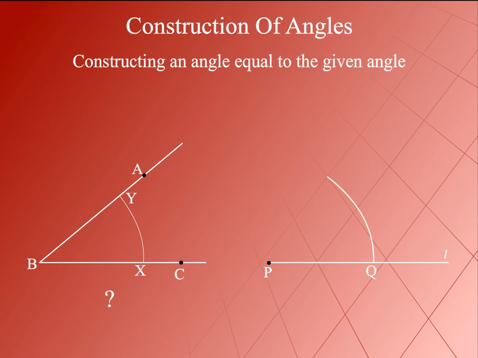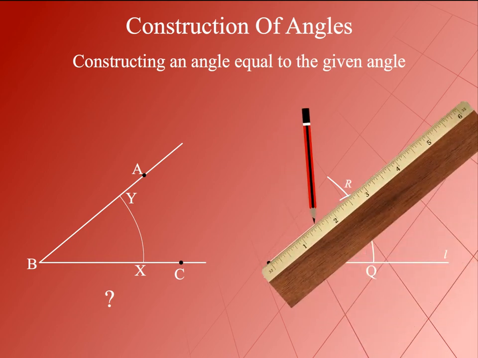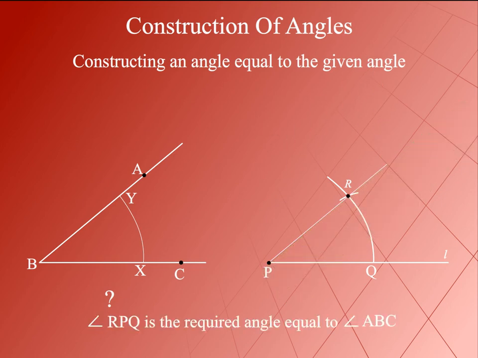With Q as center and radius equal to XY, cut the previous arc at R as shown here. Join PRQ as shown here. Angle RPQ is the required angle equal to angle ABC.